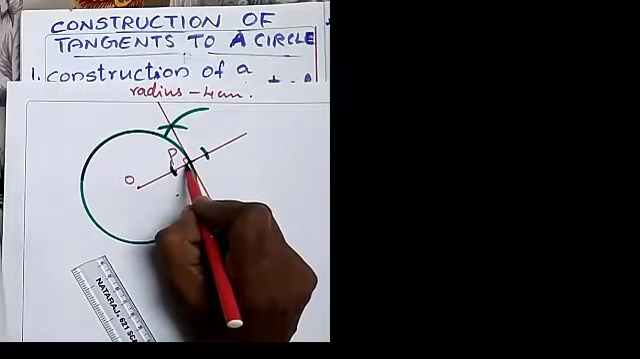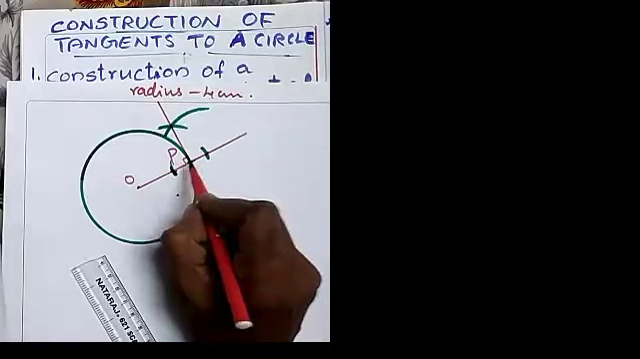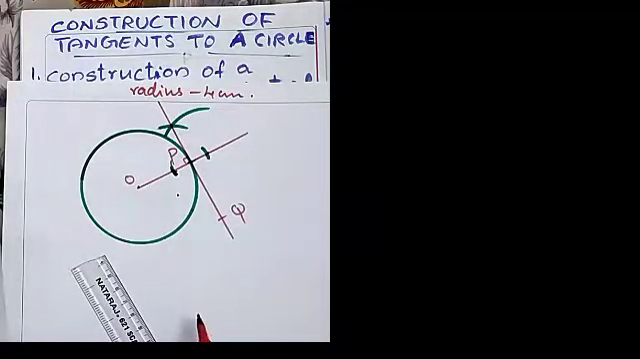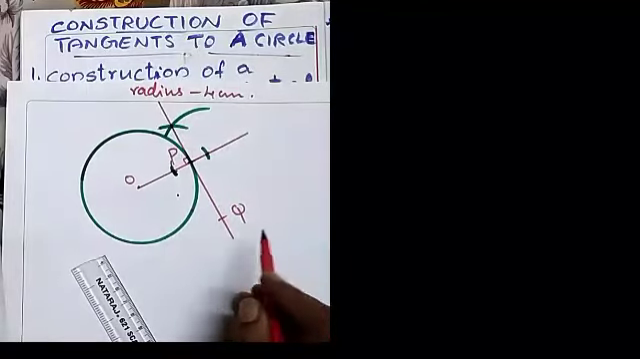Here you know the angle is 90 degree. That idea we are applying here. And suppose the point here is Q. Then line PQ will be the tangent to the given circle.